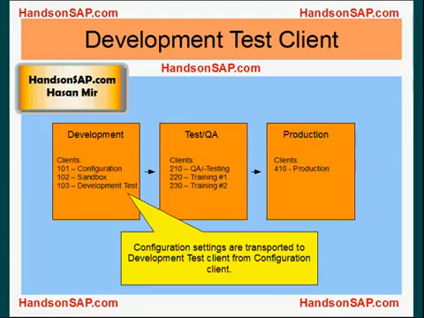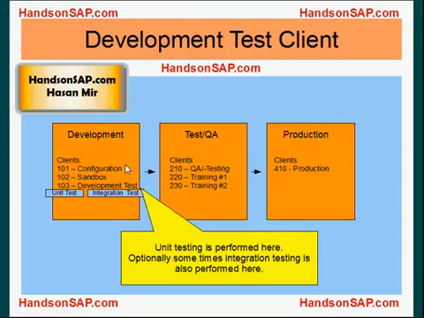Now, configuration settings are transported to the development test client. Okay, so the development team or the consultants basically create their own testing within this dev box in the development test client. So this is step number 3. Configuration is moved over to this dev test client, and now you can enter transactional data and make this client dirty, but no transactional data is entered in the configuration client.